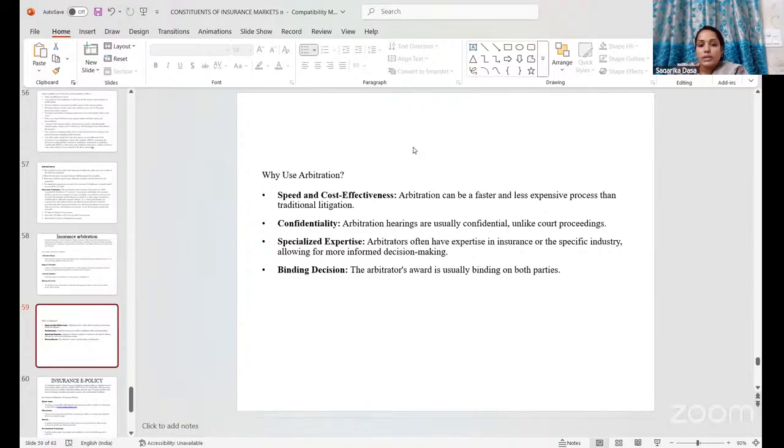Binding decision. The arbitrator's award is usually binding on both parties. That is, whatever decision is made by the arbitrator is usually accepted by both the policyholder as well as the insurance company. This is the reason why the policyholder and the insurance company go with the arbitration process when compared to other traditional litigation methods.